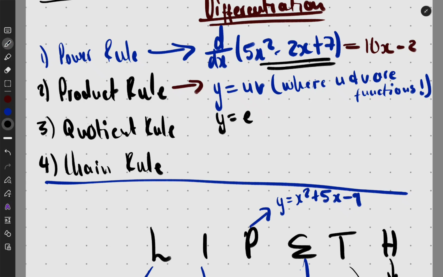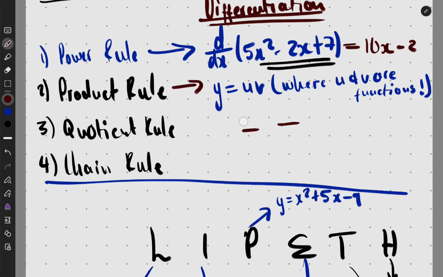For example, if you get y is equal to e to the x cos x, here is an example of product rule. You have two functions multiplying. What is e to the x? E to the x is an exponential function. What is cos x? Cos x is a trig function. And we have these two multiplying, so we have to use the product rule. So you're going to let the first one be u, the second one be v.